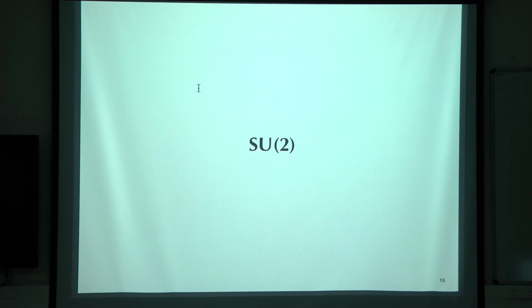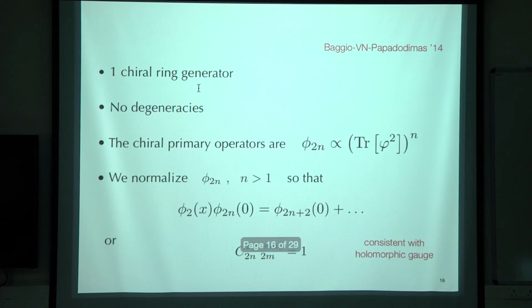Okay, so our task now is to see how the TT star equations look in these theories. Let's start from the simplest possible case to see how it works, and that is the case of the SU(2) gauge group. This is simple because we have one chiral ring generator, trace phi squared. There are no degeneracies, so as I go up in scaling dimension, there's a single operator every time.